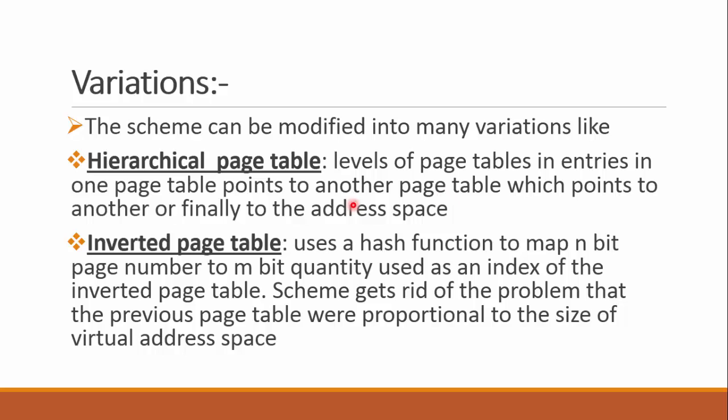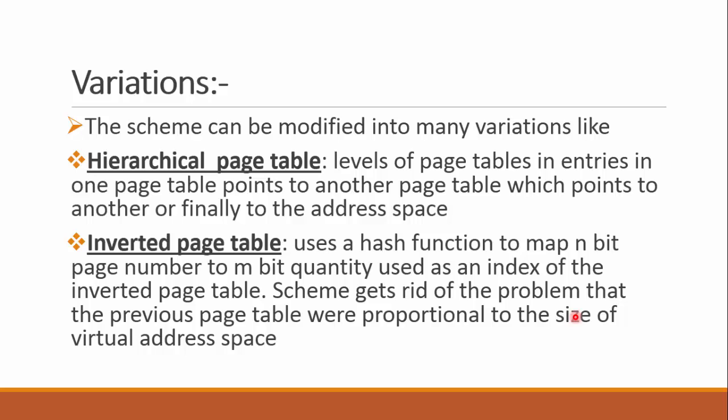Because the problem with the previous one is that the size of the page table was proportional to the virtual address space. As the virtual address space was large, the page table was also large. So to get rid of it, we can use a technique known as the inverted page table, which hashes the page number and confines it to some given quantity, so the page table doesn't expand much in size.